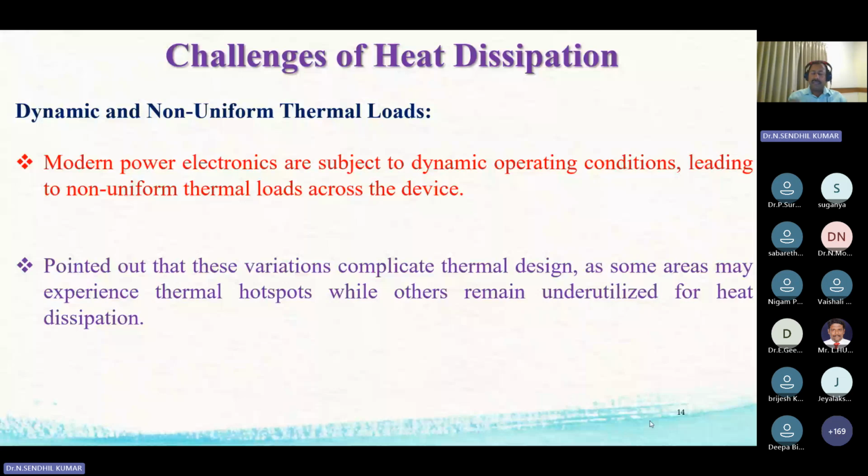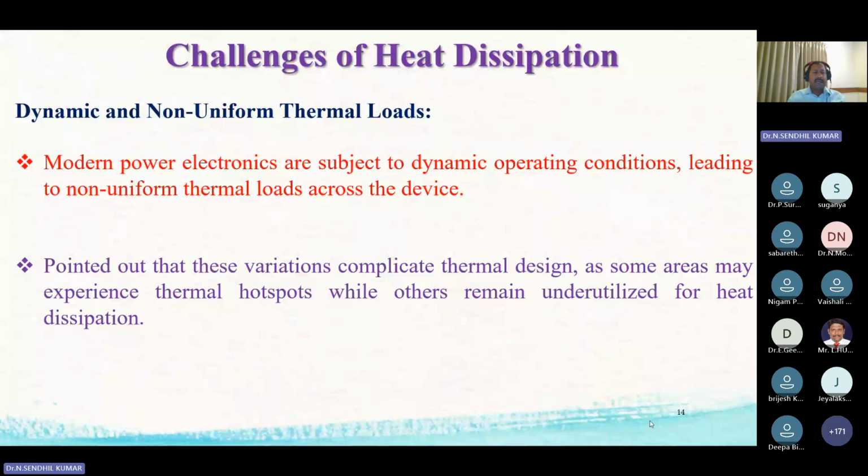Temperature plays a major role, because the variation of thermal conductivity with respect to temperature is also there. That also plays a major role. As the temperature increases, the K value of the material decreases. So that's why dynamic and non-uniform thermal load is also a thing we have to take into account.